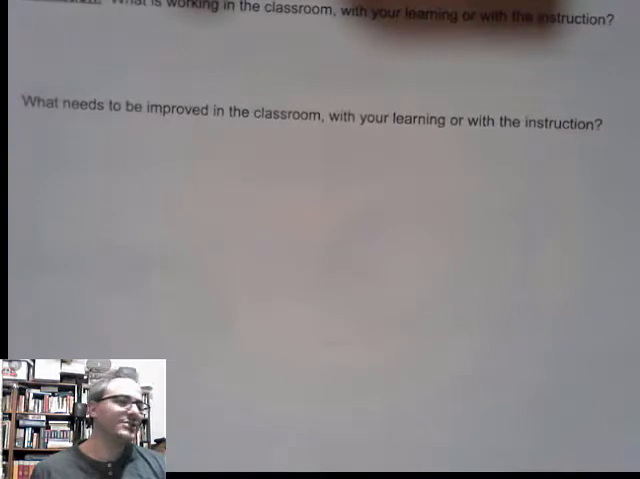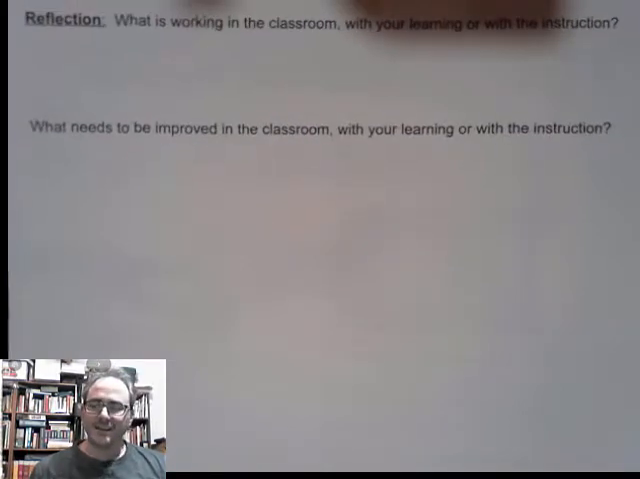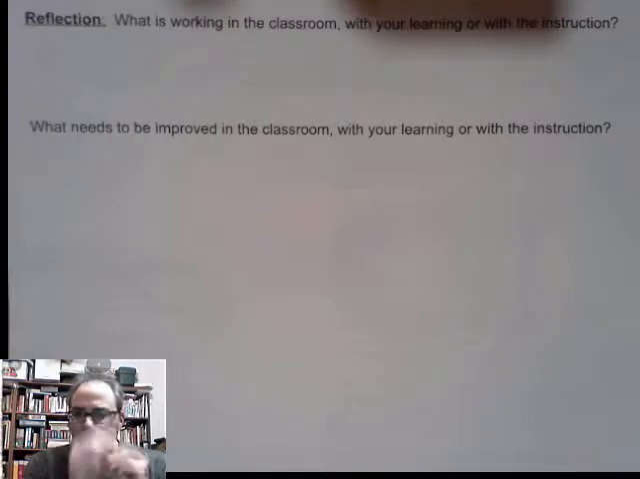The rubric's on the bottom of the page. After the check for understanding, hit me up with that reflection. What's working with the instruction? What's working with you? What's working in the classroom? What's working at home? What are the good things? What are the positives? And then how can we tweak things? How can we make things just a little bit better? All right? Give me that reflection. It's part of your grade. Don't skip it.